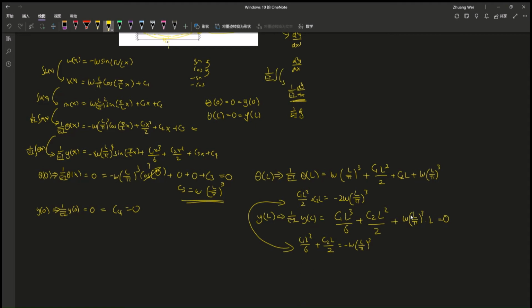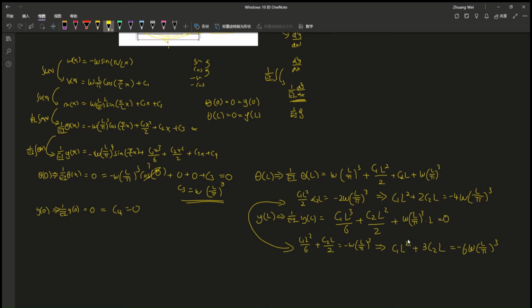So this is going to be C1 L over 2 plus 2 C2 L equals negative 4W L over pi to the power of 3, and this thing is going to become C1 L to the 2 times 3 C2 L equals negative 6W L over pi to the power of 3. Perfect. And now we just substitute one into the other.